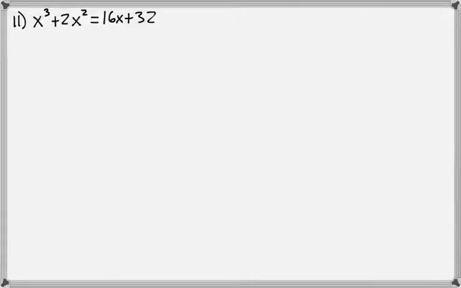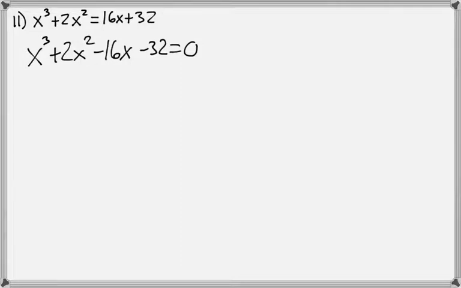For question number 11, my first step is to get everything onto one side and 0 on the other. Now I want my highest power term to be positive, so I want to move these ones to the left rather than moving these ones to the right. So this is going to be x cubed plus 2x squared minus 16x minus 32 is equal to 0.